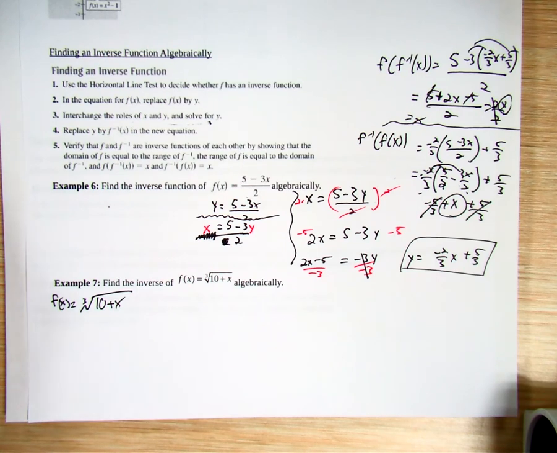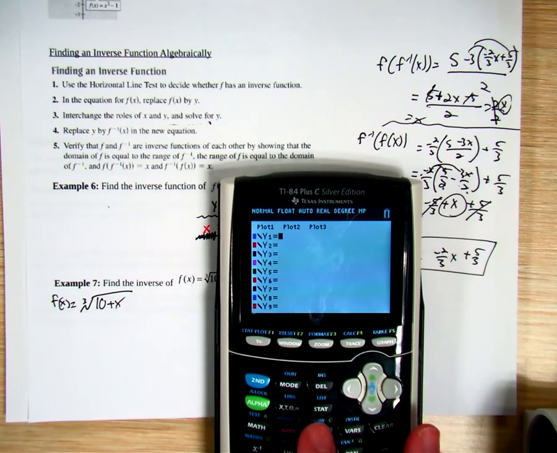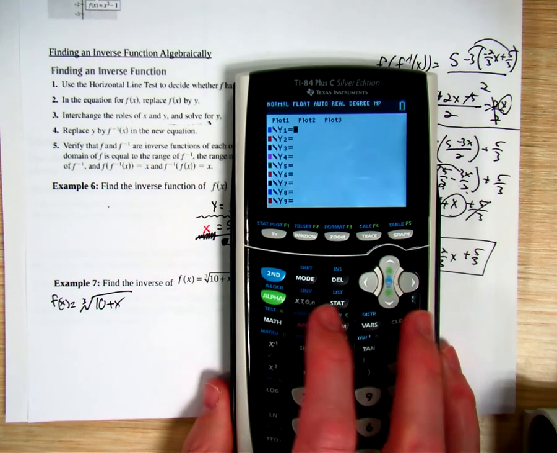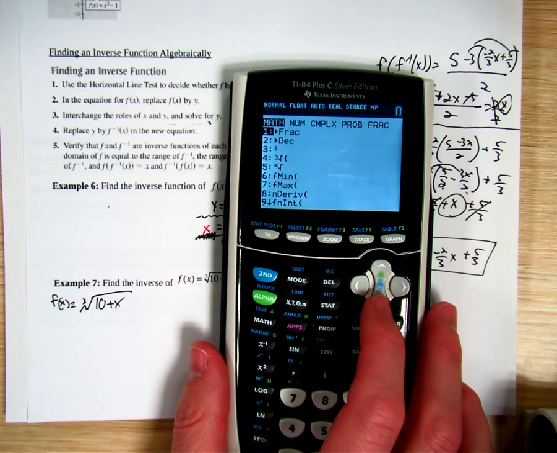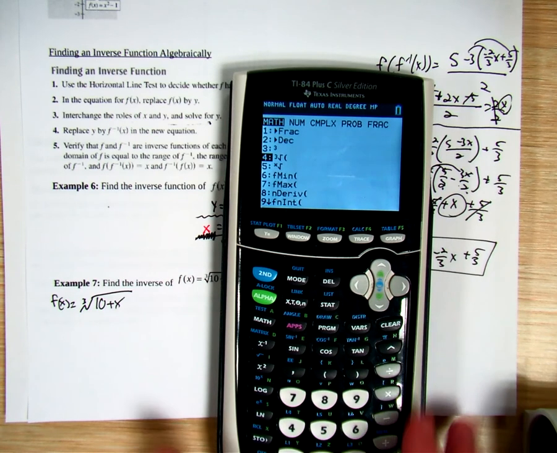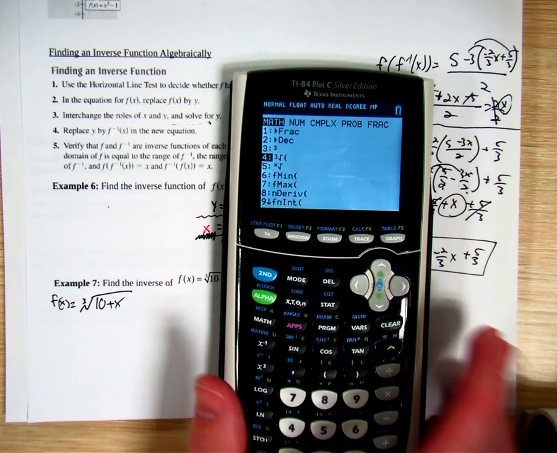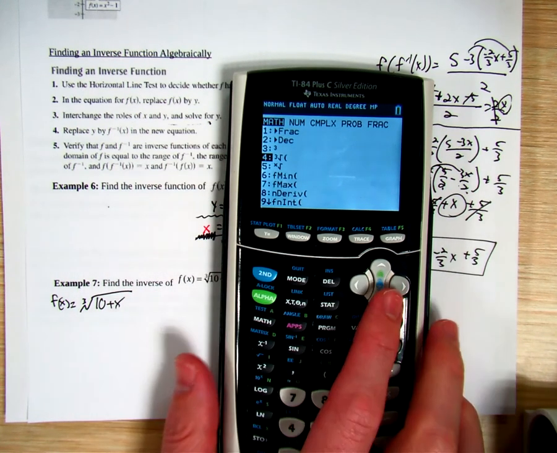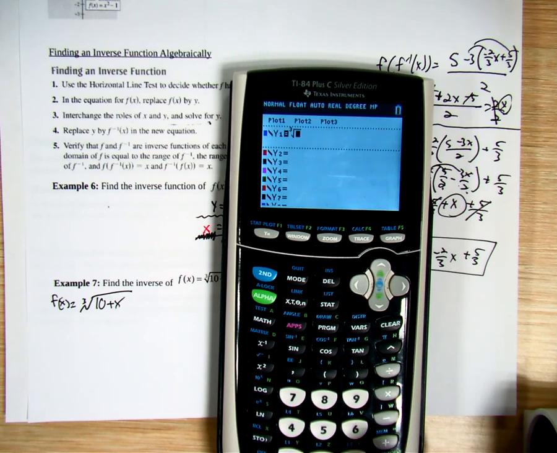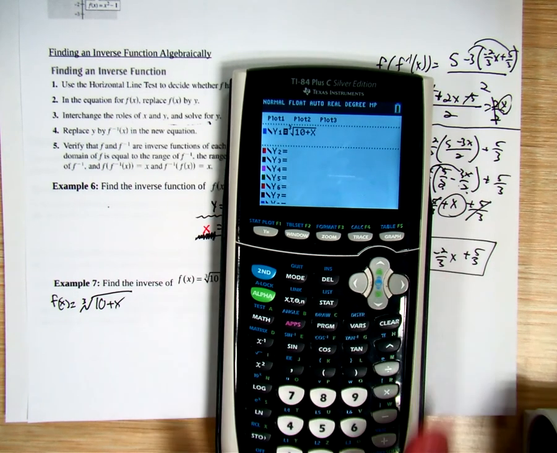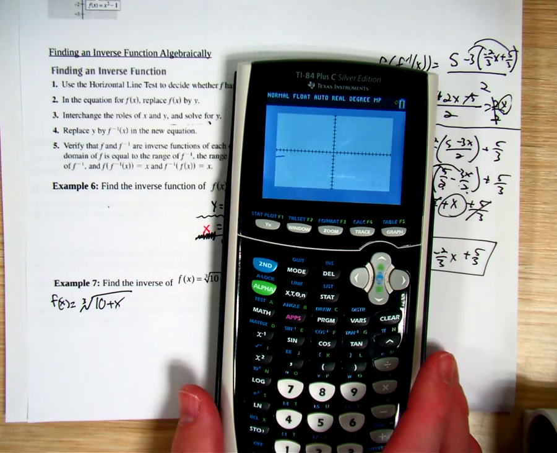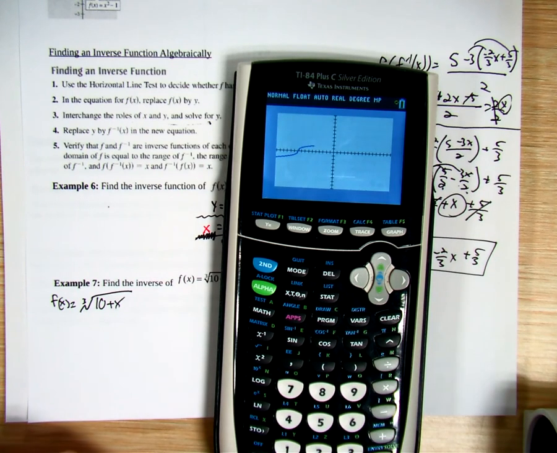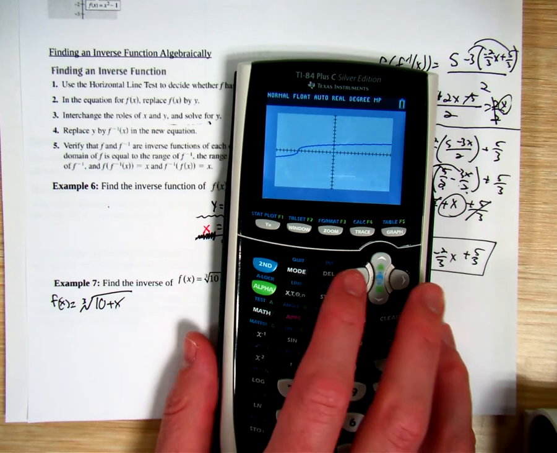Okay, welcome back. Let's check it out. Cube root. If you can't remember how to find the cube root, it's under the math menu, the fourth one. If it's something bigger than a cube root, like the fifth root, type the number 5 in first, or 6, or whatever it's going to be, and then come into x root. But cube root of 10 plus x. Graph that. Yep, that's going to pass the horizontal line test. So we should be able to come up with one.